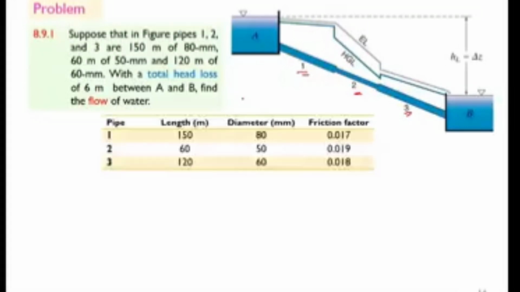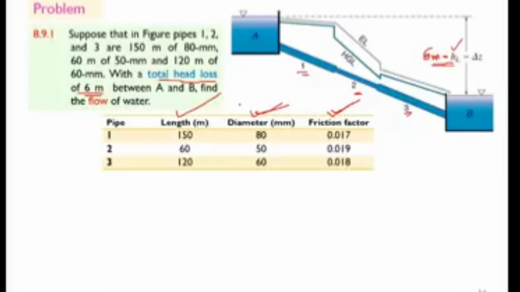The data is given, and it is stated that the total head loss between A and B is 6 meters. This head loss is given. And for the 3 pipes, the lengths are given, the diameters are given, and the friction factors are given. Clear?